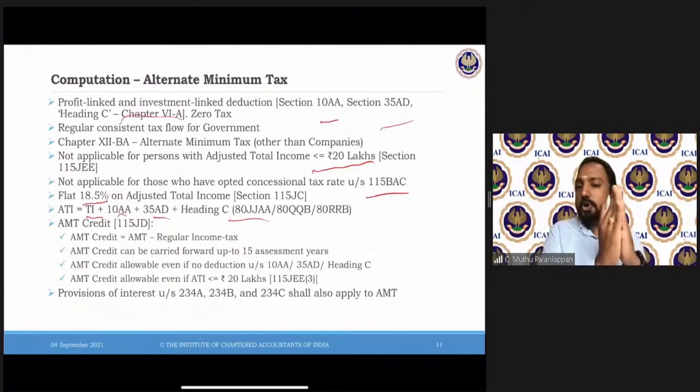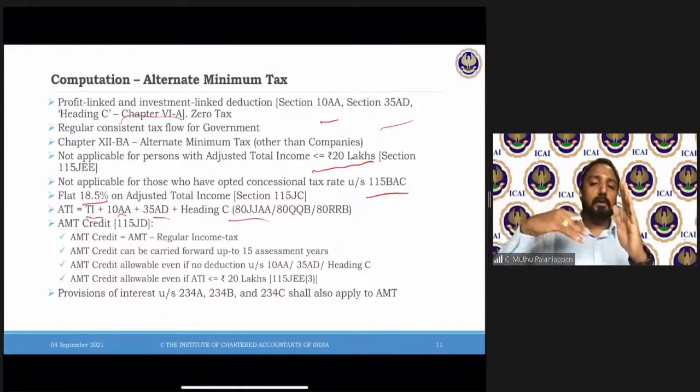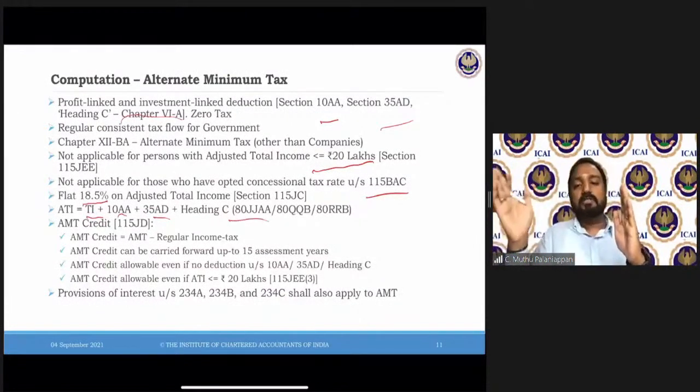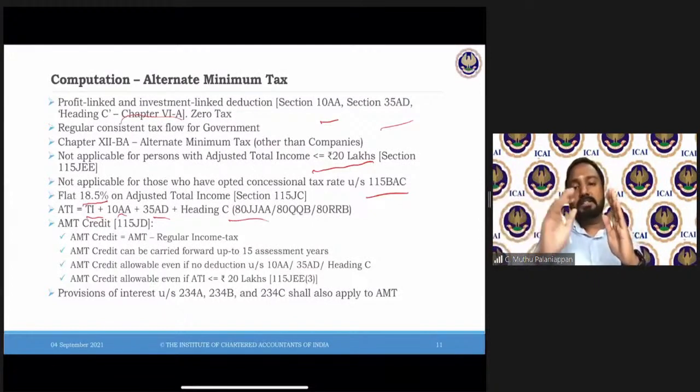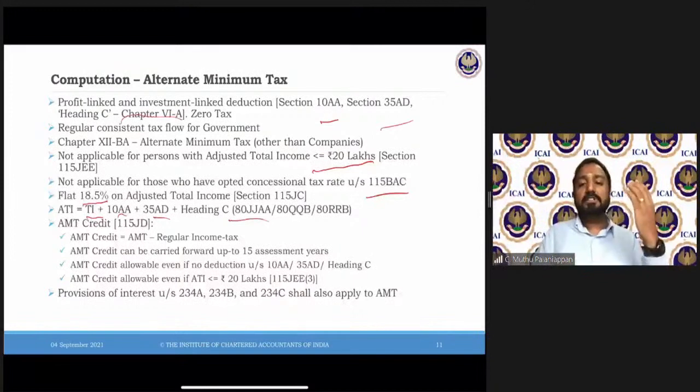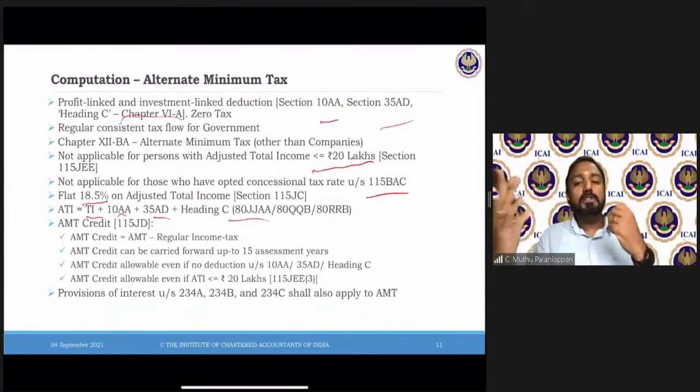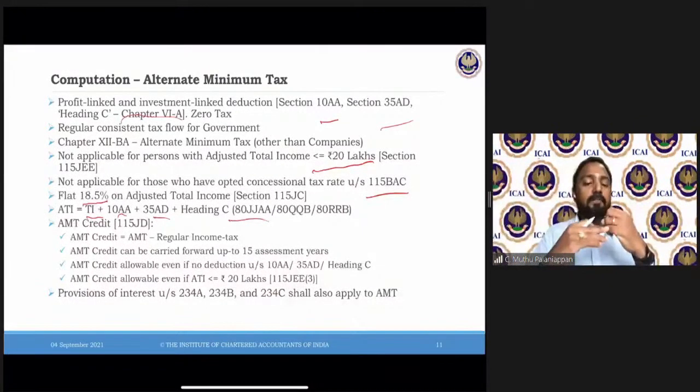So you compute adjusted total income, which is nothing but my total income plus all the disallowed deductions. Remove the 10A deduction, remove 35AD, remove heading C deductions, and compute your total income before giving impact to all these things. That income is called adjusted total income. After deduction, your tax would be zero, but now you'll have some income, let's say 10 lakhs. On this 10 lakhs, you'll have to pay 18.5%, so 1,85,000 will be your tax liability.